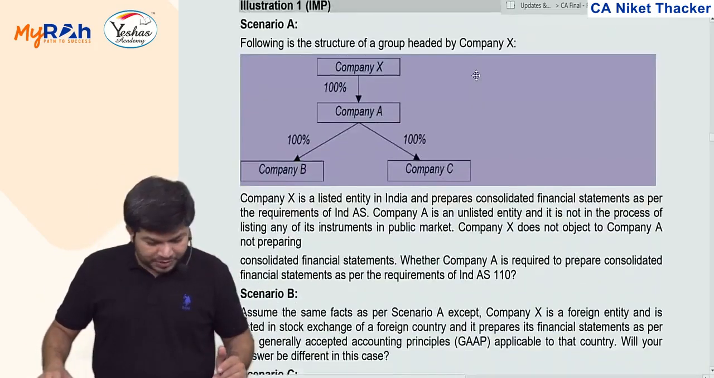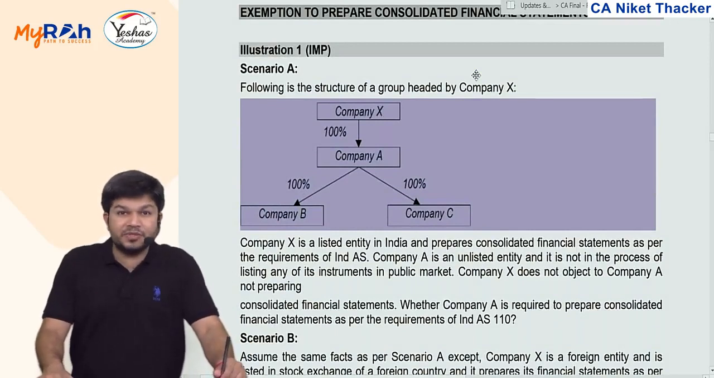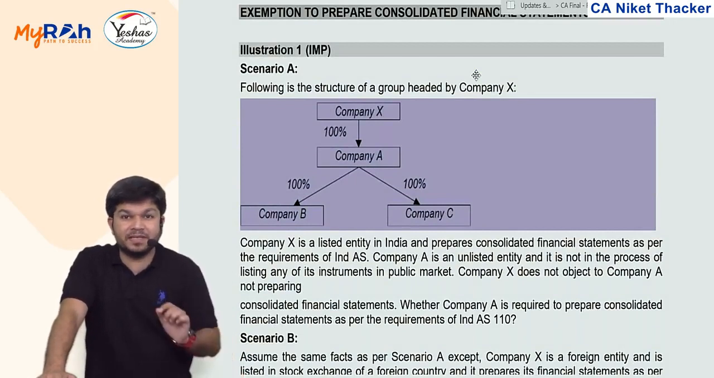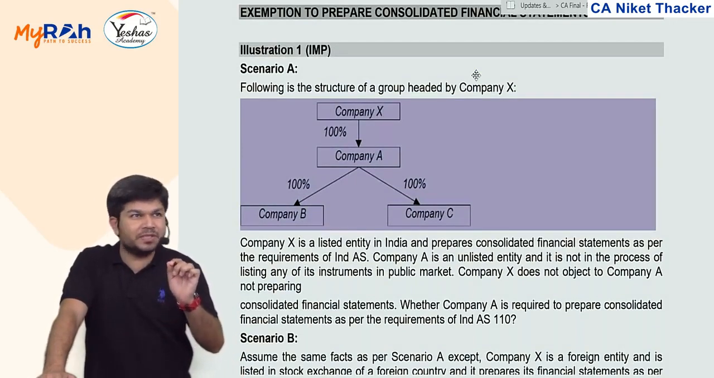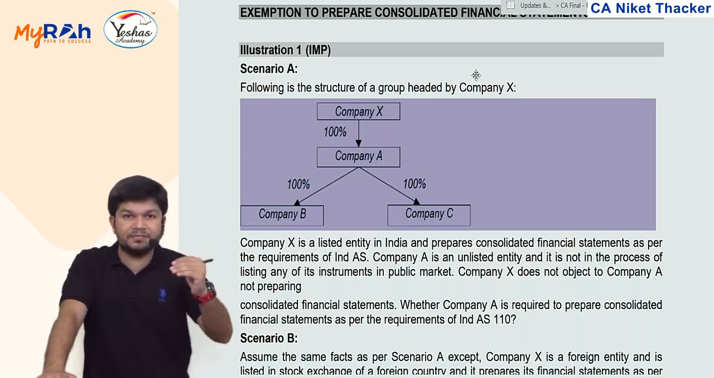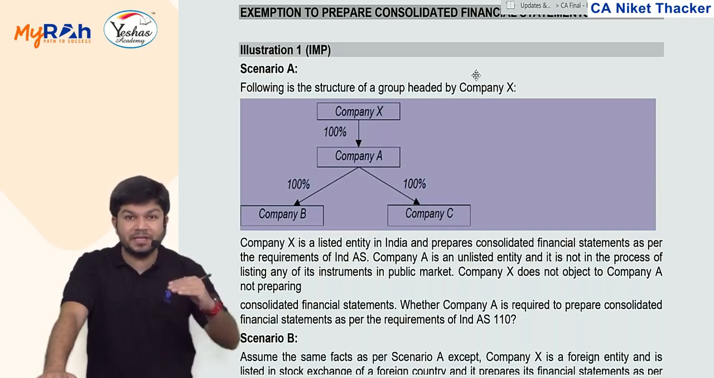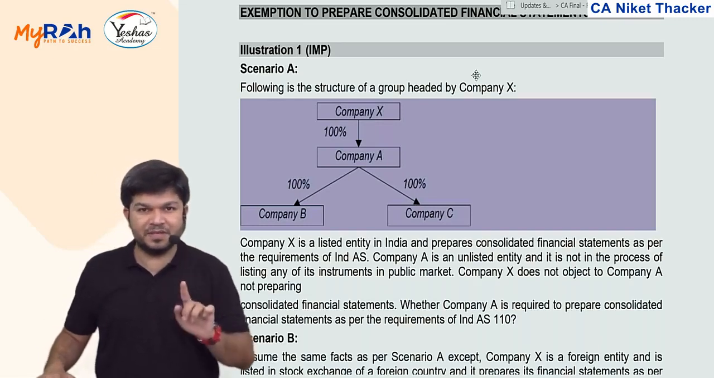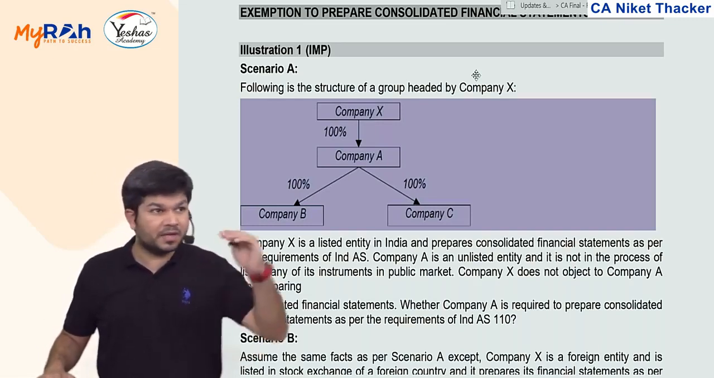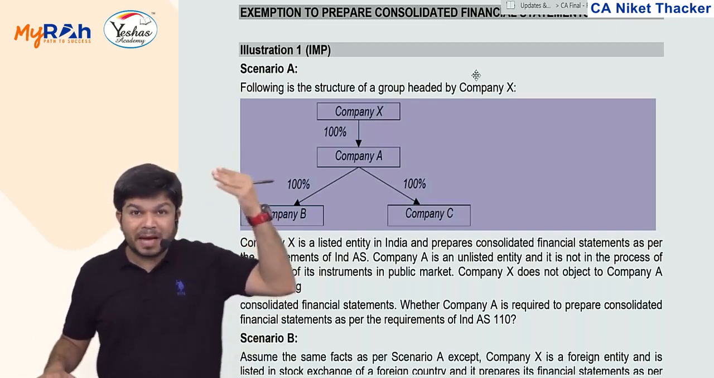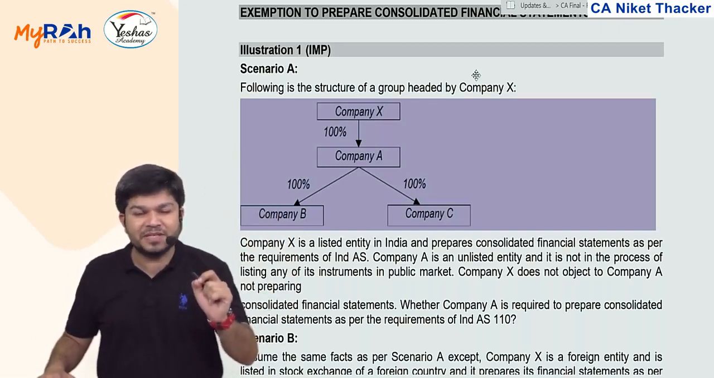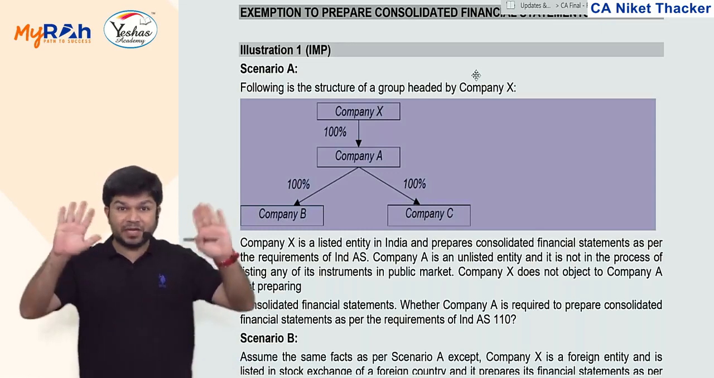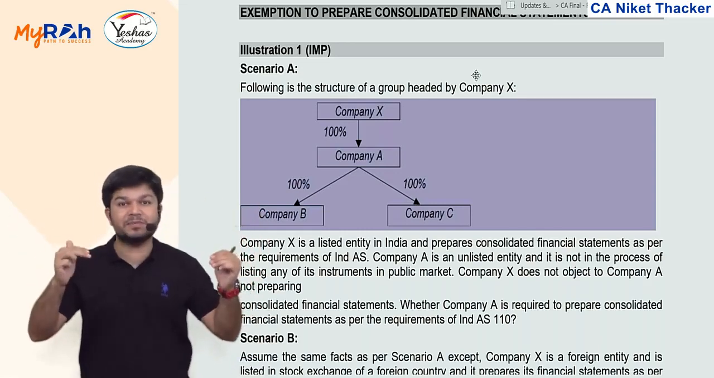Now we have some extra questions added. These are related to exemption from preparing CFS. Tell me, who is exempted from preparing CFS? Sir, intermediate subsidiary. What is an intermediate subsidiary? You are a subsidiary of someone, but you are also a parent of someone. Provided the intermediate subsidiary is unlisted, not in the process of listing, and the ultimate parent is preparing financial statements as per Ind AS which are available, then the intermediate subsidiary is exempted.